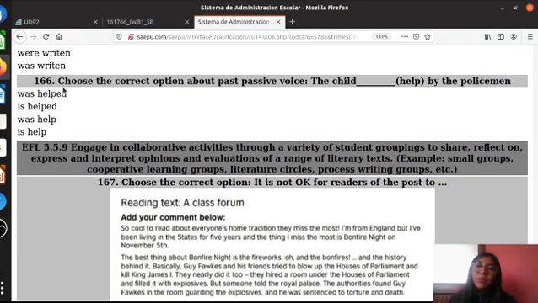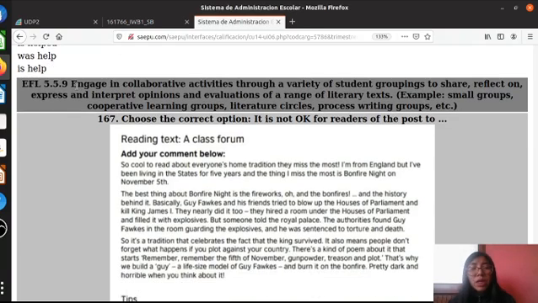Choose the correct option about past passive voice. That is the same. The child helped by the policeman. Okay, so here we are going to use the verb to be in past. The child was, the verb in the past participle form, helped by the policeman. Okay, so here you have to use the first. The child was helped by the policeman. That's right. Okay, and we are going to finish the questionnaire with the readings.